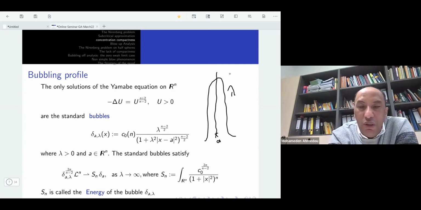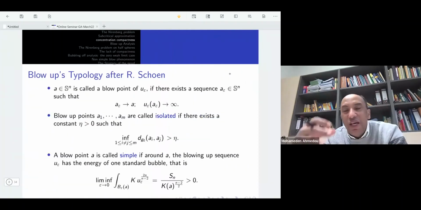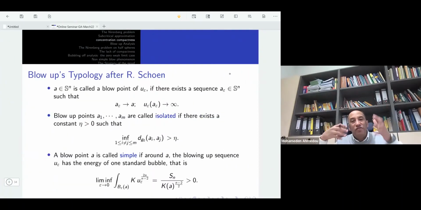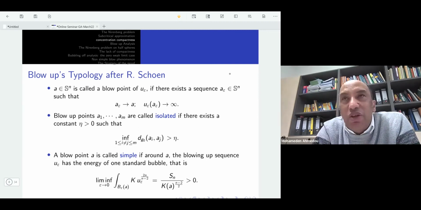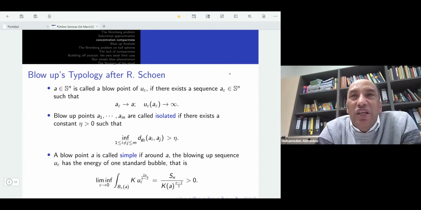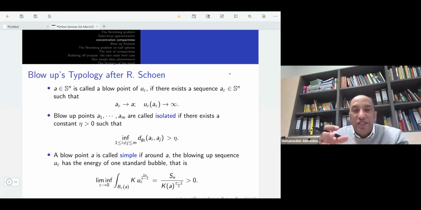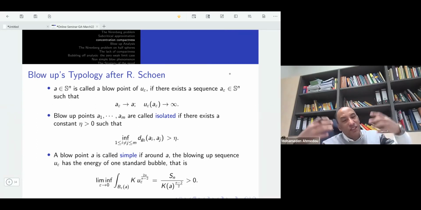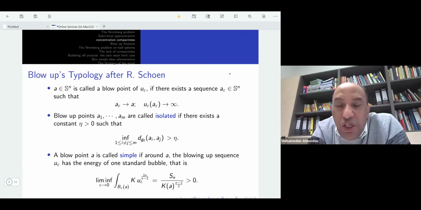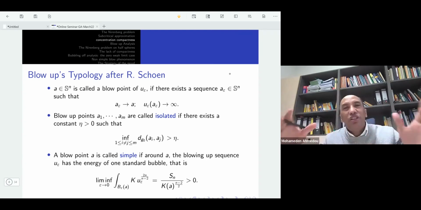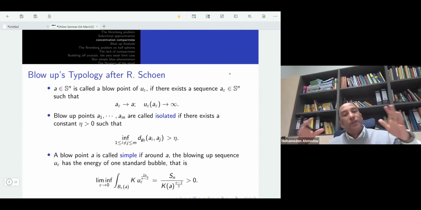Now you can do something more refined, and try to understand the behavior of this blow up. This was initiated by Richard Schoen, although the approximation itself is already in the paper of Yamabe from 1960. But this refined blow up analysis goes back to Rick Schoen, and he has a typology of this blow up.